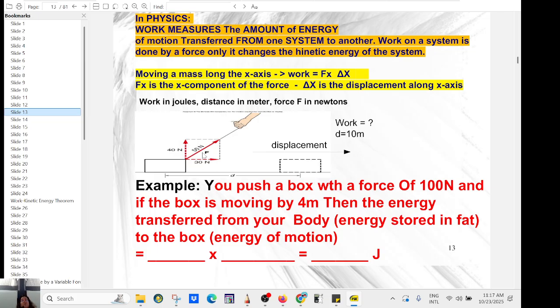So which one are you going to use? Sure, the 30, right? It has to be the parallel component. You have to dot the force and the displacement, or you just remember we want the parallel component. This one is not doing work. It doesn't help change the speed. So the work done will be just 30 times 10, which is 300 joules.